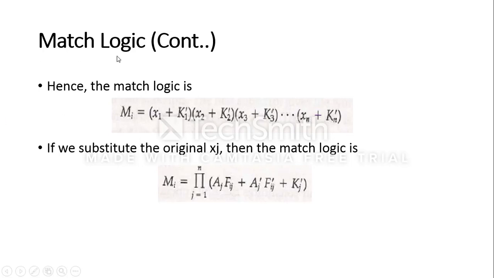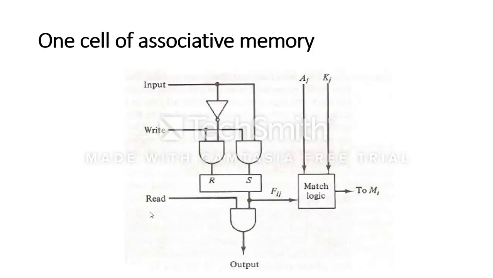Okay, and as you know, for each x value and for each k value, this type of operations are needed. We can simply show this equation as mi as the product of aj fij plus aj dash fij dash plus kj dash, where j is from 1 to n. So this is the final match logic we have derived, which can be used to implement in an associative memory.